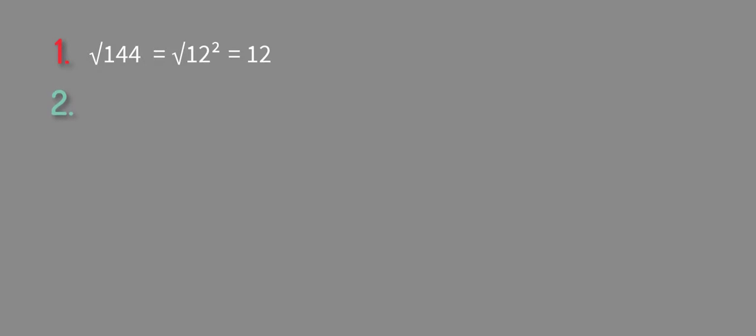So with number 2, we're asking ourselves, what number squared equals negative 81? But we know that any number, when it's squared, will be positive, because a negative times a negative makes a positive, and a positive times a positive equals a positive. So there is no number that will equal negative 81 when it's squared, and therefore we know that there is no real solution.